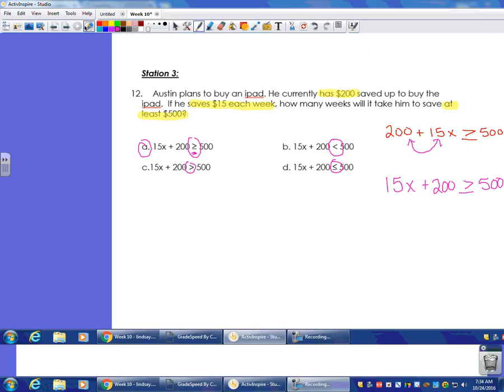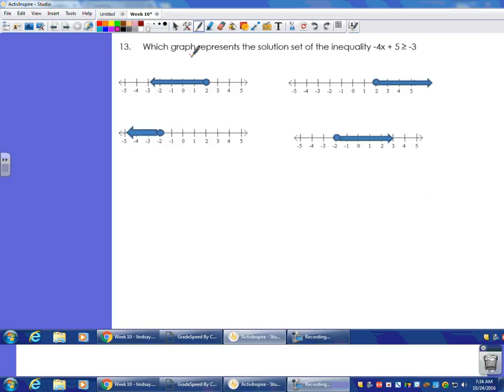So this next one, it says to graph, which graph represents the solution set of the inequality. So what we need to do is go ahead and solve this. So I'm going to rewrite it down at the bottom. Negative 4x plus 5 is greater than or equal to negative 3. Now before we do anything, I want to write flip or no flip. I see negative 4x, they're multiplying. And because this is a negative 4, I'm going to write flip.